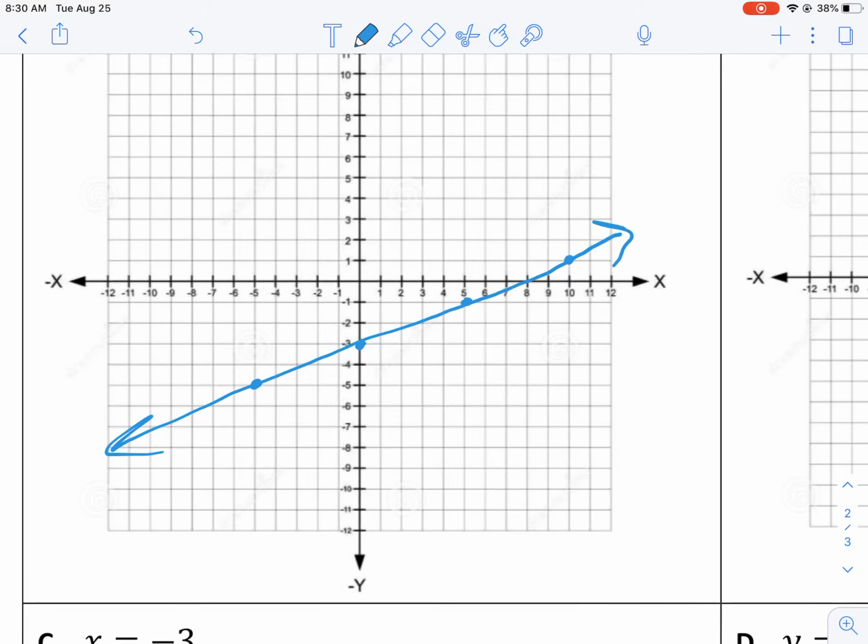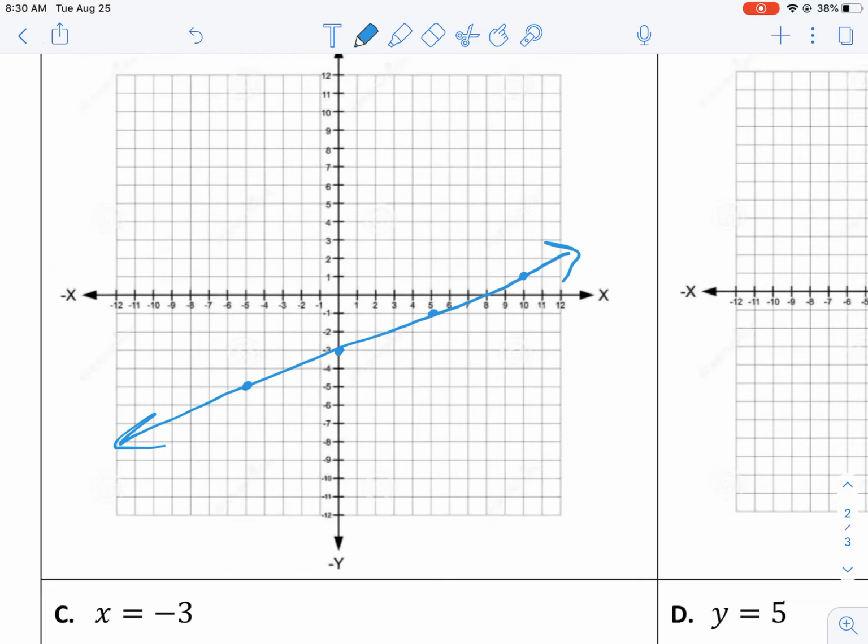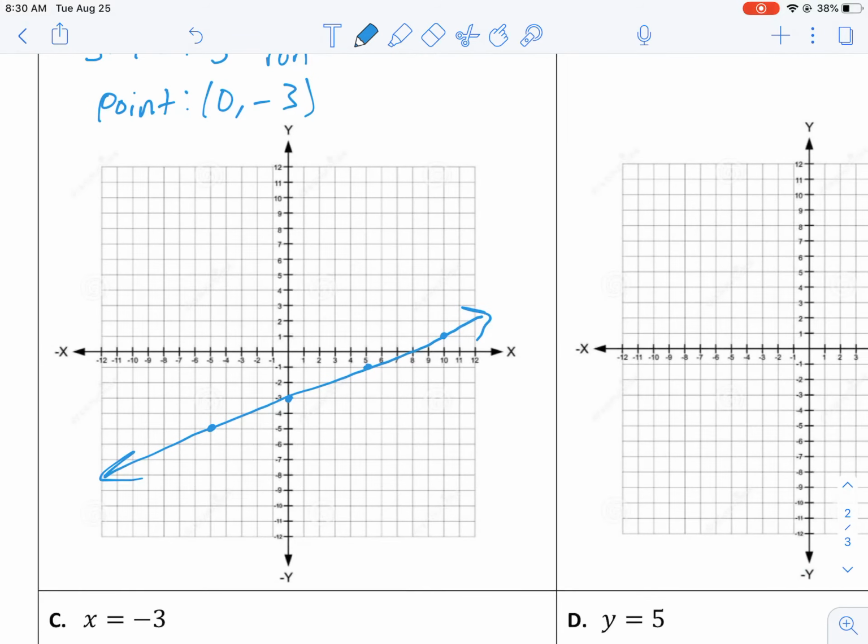Now, a good line extends beyond the points and has arrows. So don't cheap out and give me a line segment, all right? Draw those arrows. The line's going on forever.